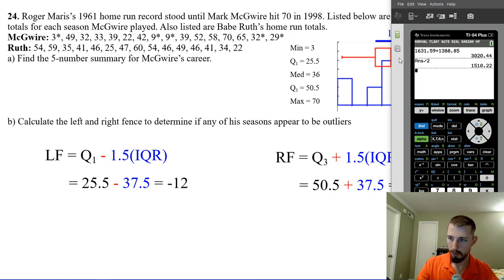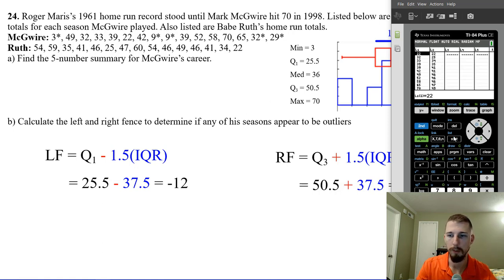So what I'm going to do is go to the Stat button, hit Edit, and I'm going to put McGwire's in for the first list. Now I've actually already done it. It's not in order because I had to delete some, but anyway. So he's in list 1.